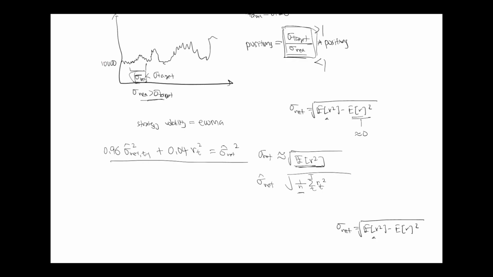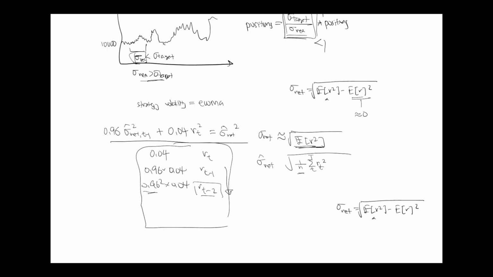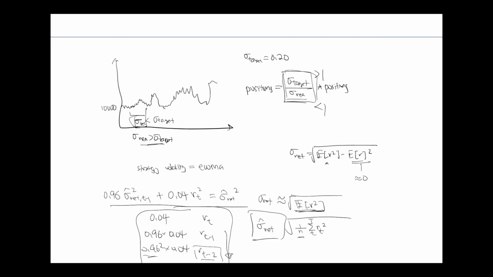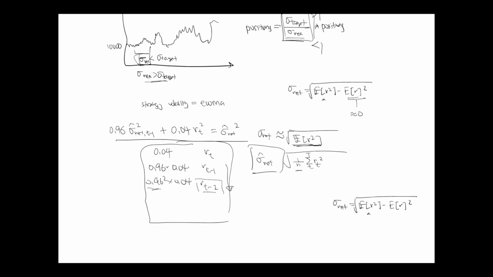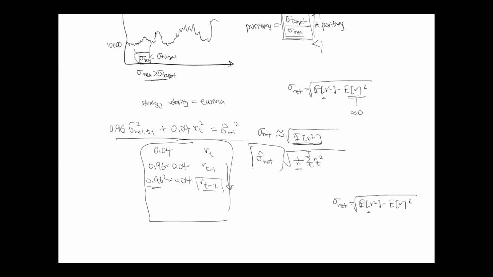What this does is today's return gets a weighting of 0.04, and the previous day's return gets a weighting of 0.96 times 0.04, then 0.96 squared times 0.04, and so on. You can see that the further away an entry is in history, the less weight we give to it. We compute a moving average of that to give our estimate for the return sample statistic, which is our estimate for the volatility.